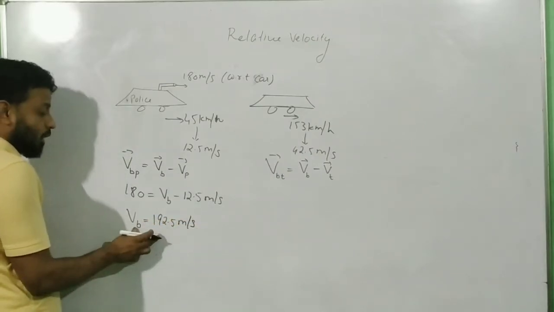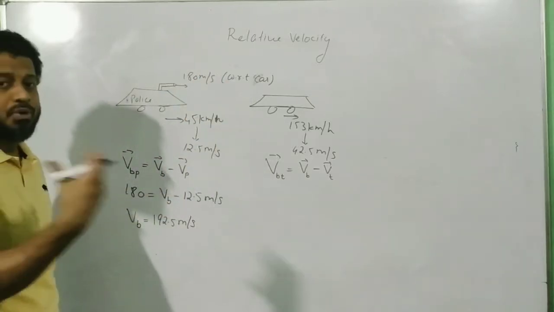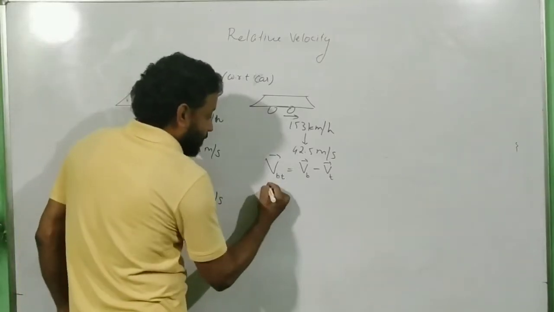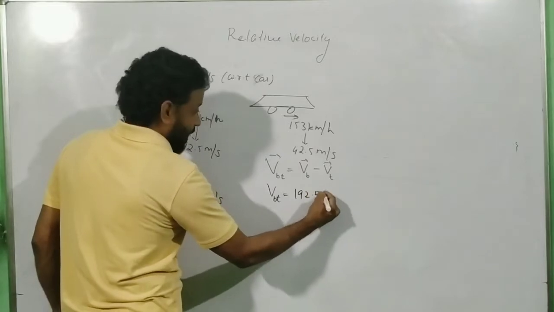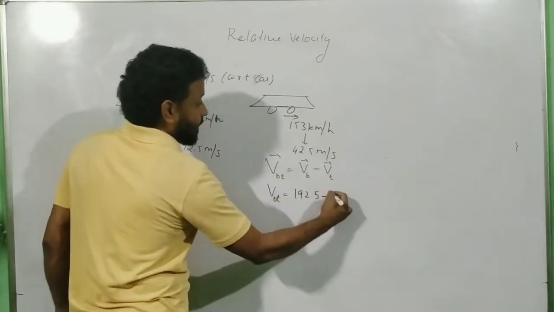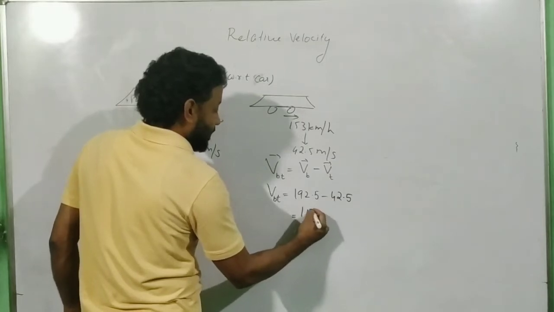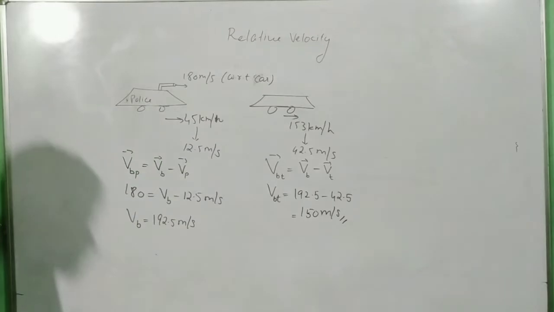So with respect to ground, the bullet has gained the speed, obviously, because it is being fired from a moving object. So VB will go on that side now. So I have to find VBT, that is equal to 192.5 minus velocity of the thief car, 42.5, and that is equal to 150 meters per second. This is the answer of velocity of bullet with respect to the thief car.